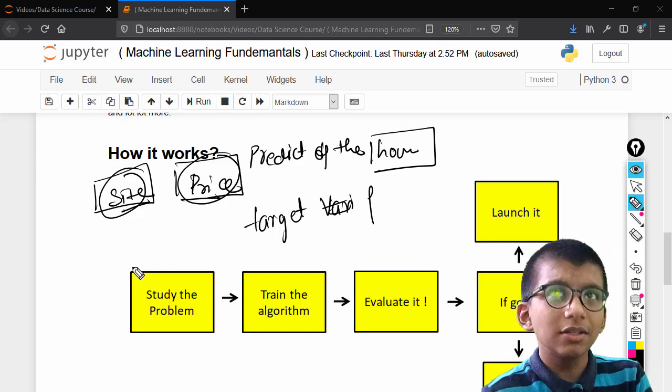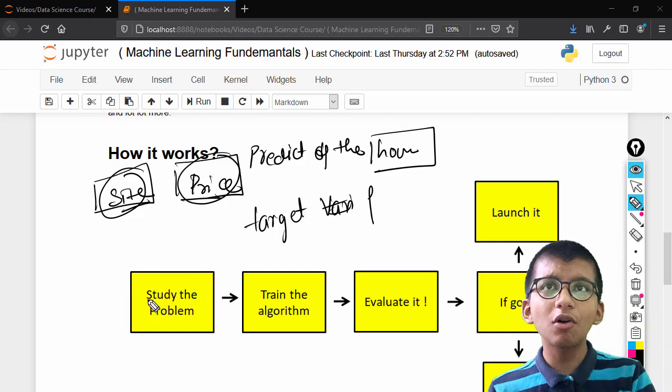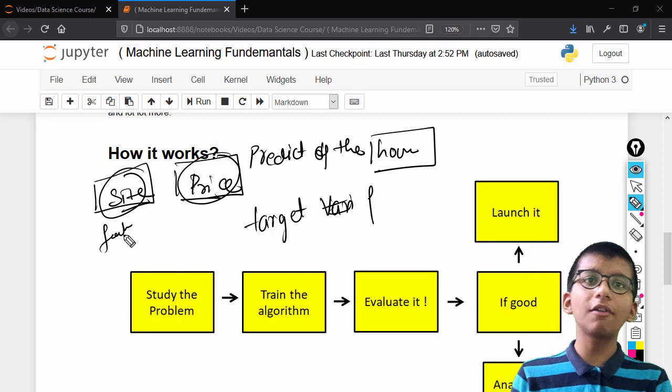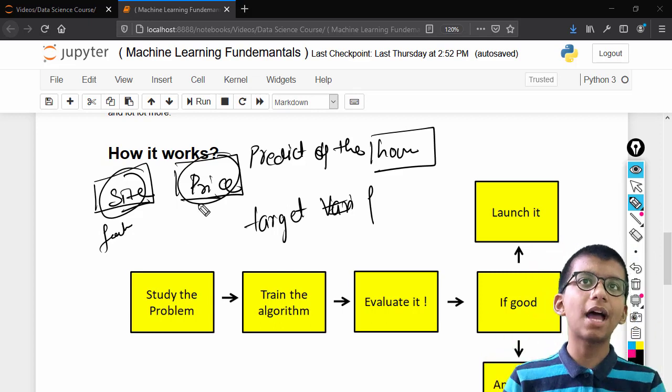So what we are going to do, on the basis of the size of the house, this is called a feature. Based on the feature, the size of the house, we will predict the target variable, which is the price of the house.